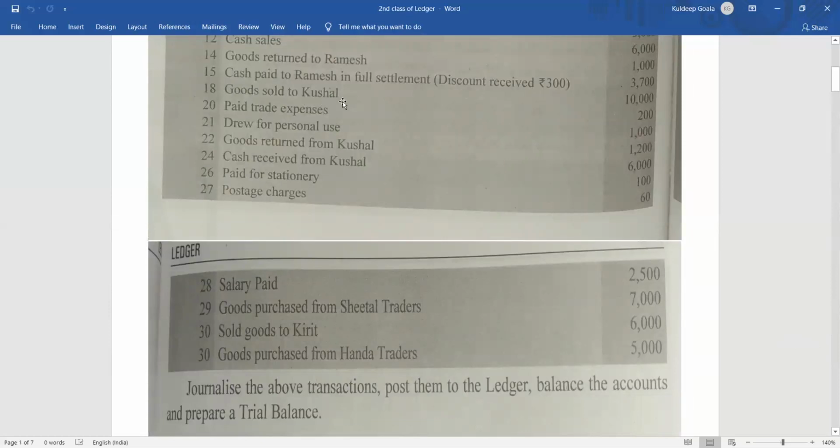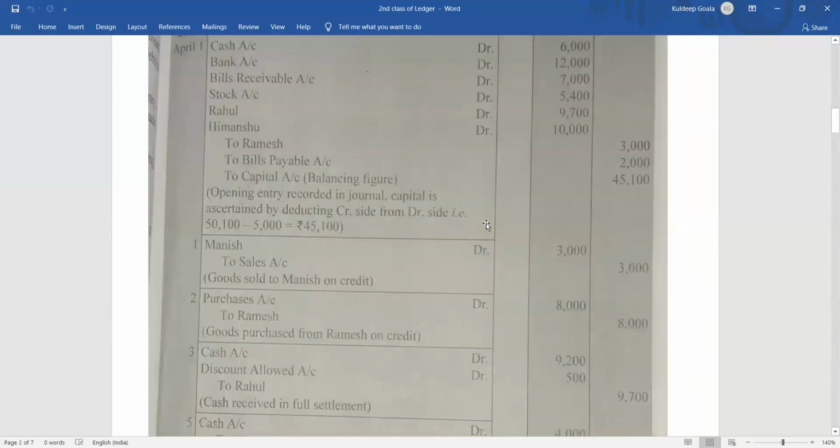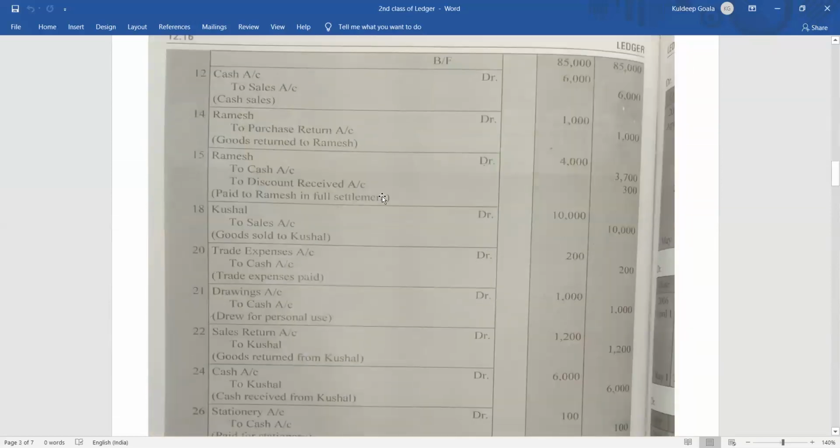Goods sold to Kushal, 10,000. So Kushal debit to sales, right? He will be our debtor. So Kushal debit to sales. The journal entries are clear, hopefully. Kushal debit to sales, 10,000.